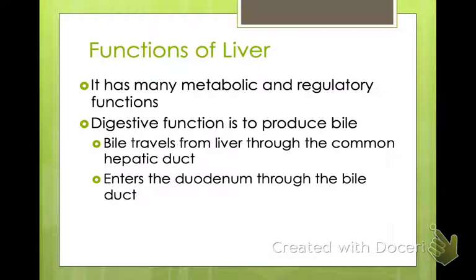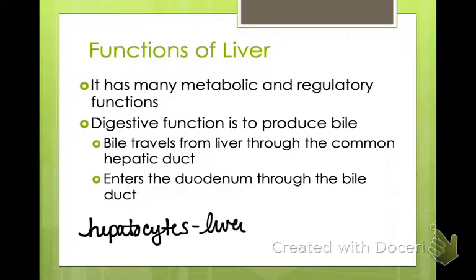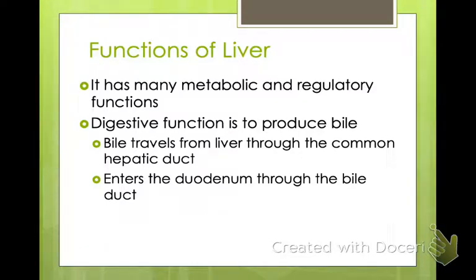So bile is produced in the liver by hepatocytes. Hepatocytes are just liver cells. Cytes means cell. Hepato means liver. So let me write that out for you. So hepatocytes are just liver cells, if you want to add that into your notes. And they make up the liver. Bile is a yellowy green watery solution, and it contains bile salts. And I think that's on the next slide, so I'm going to move on to the next slide.